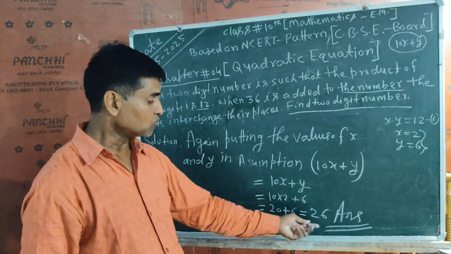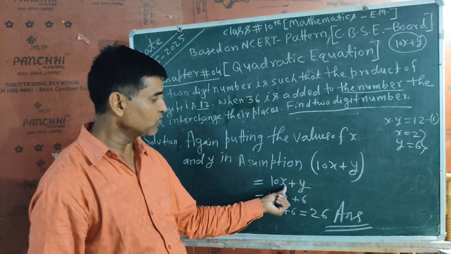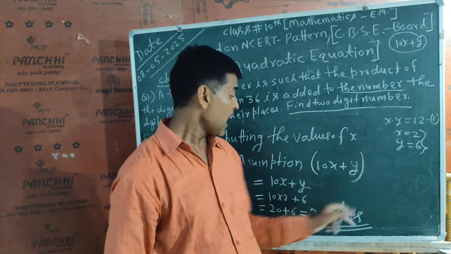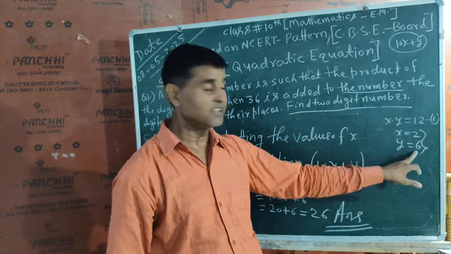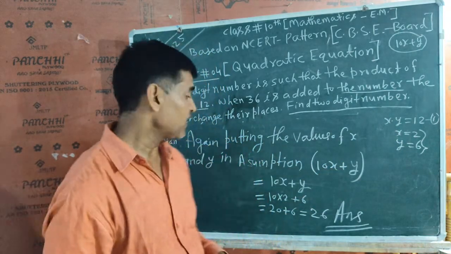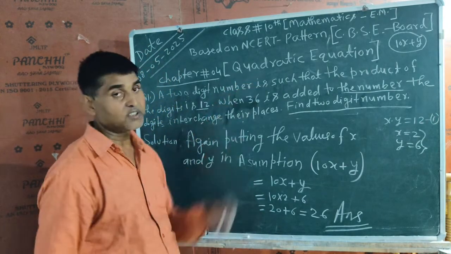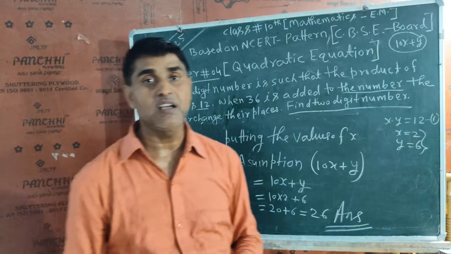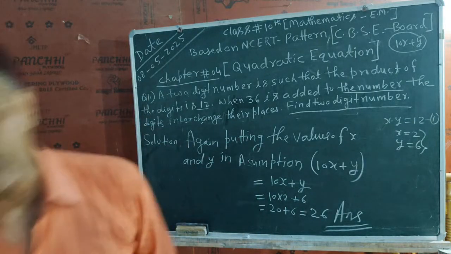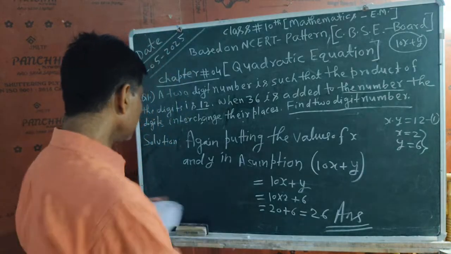Okay student, so 26 can be written in the form of 10x plus y, and the value of x I have also calculated according to the information. The value of x is 2, and the value of y is 6, which is obtained from the given question. Now further I have to solve another question which is also based on quadratic equation. In other words, this is an application of quadratic equation. Now the next question I am going to take from the textbook, and I will also solve it.